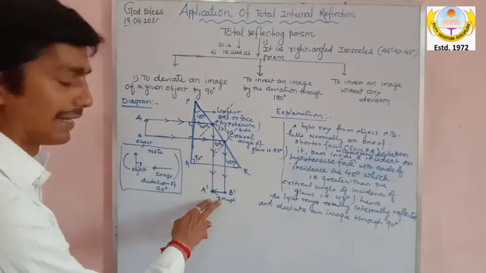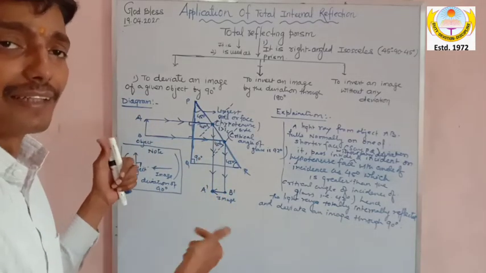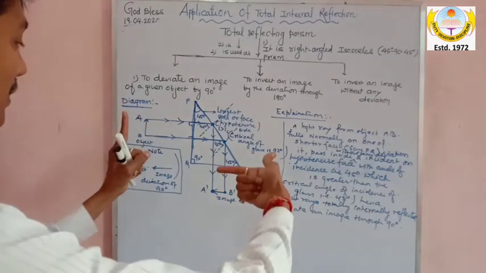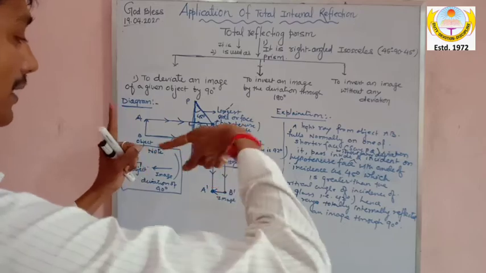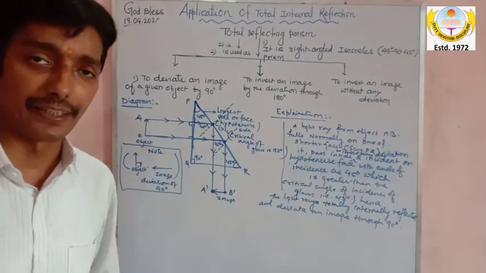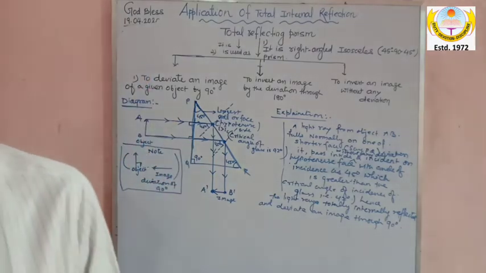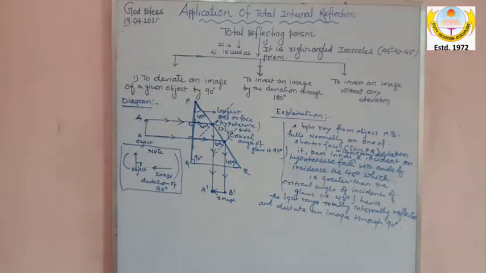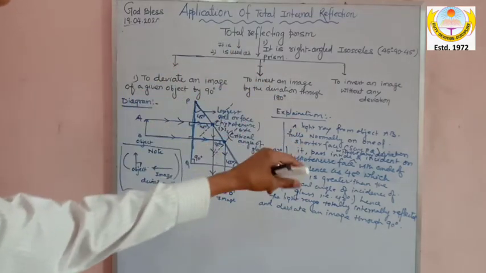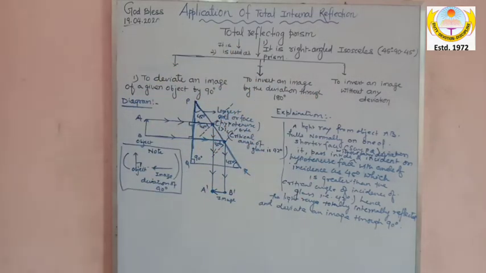But then you will observe at the end that the image is deviated. The object is like this and the image is like this. You can see my finger, the object is this, the image is this. It is making an angle of 90 degrees. So it deviated the image by 90 degrees. That's all from my side for the first topic. Now I will go for the second topic, but before that take a pause and write it down. This is one explanation, write it down, then I'll go for the next two explanations.